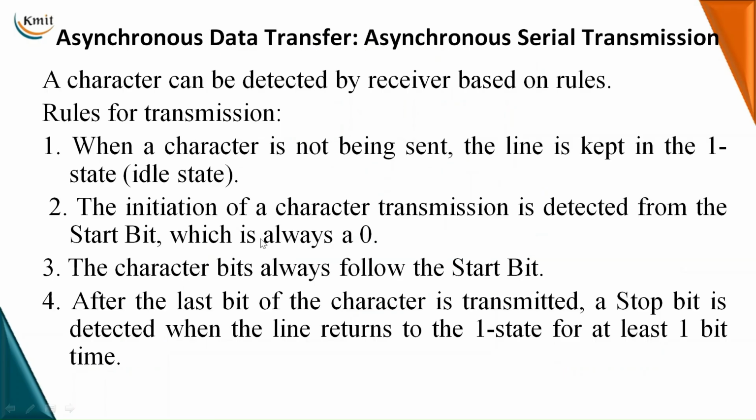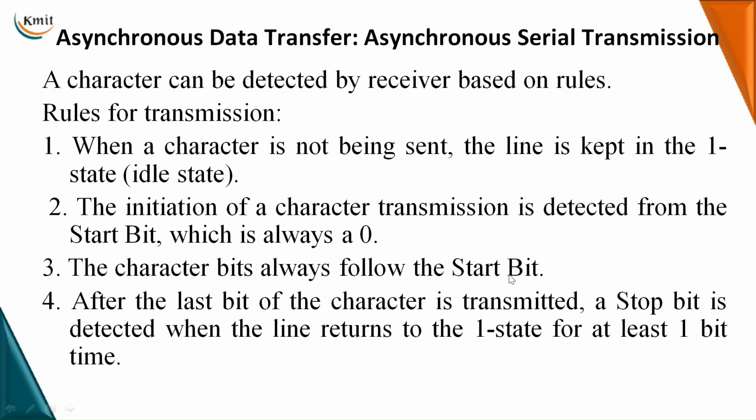A character can be detected by the receiver. How is a character identified? Based on certain rules for transmission. Whenever a character is not being sent, the line will be kept in an idle state, or a one state. The start of a character transmission is detected from the start bit. Whenever we start transferring a character, it starts with the start bit, which is always 0, and the character bits always follow the start bit.